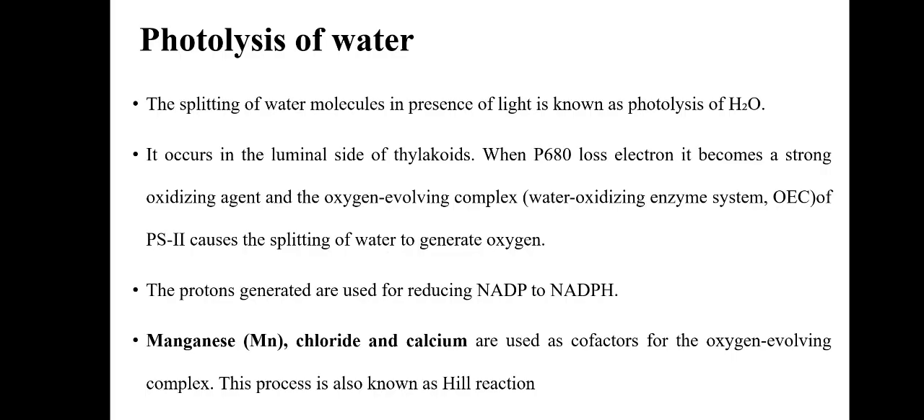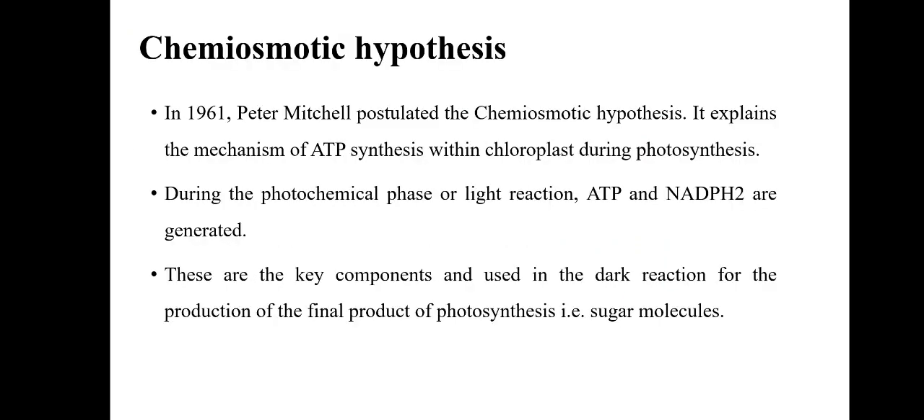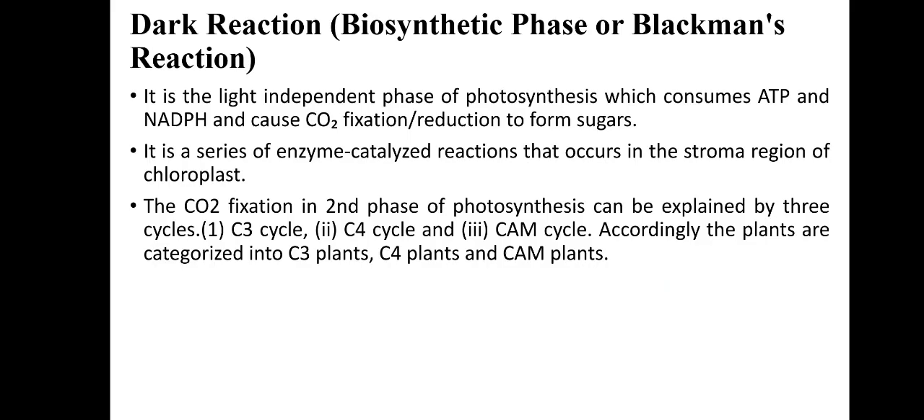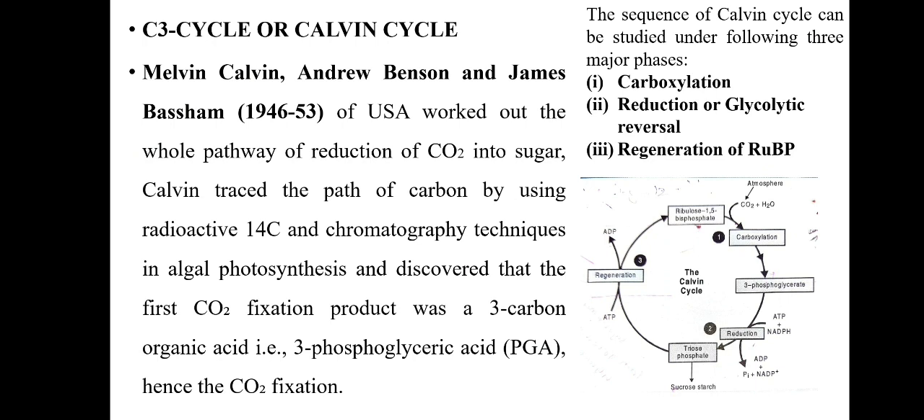And what is photolysis of water? The splitting of water in the presence of sunlight. Then the chemiosmotic hypothesis describes the process of the production of ATP. Then dark reaction, which takes place in the stroma. It can be of three types, like your C3 plants.